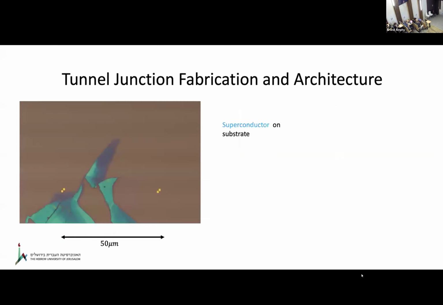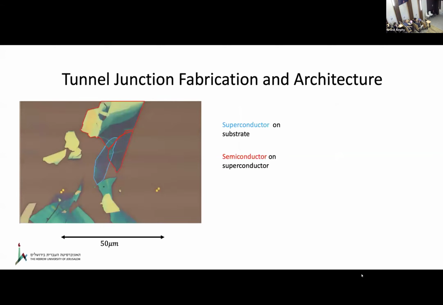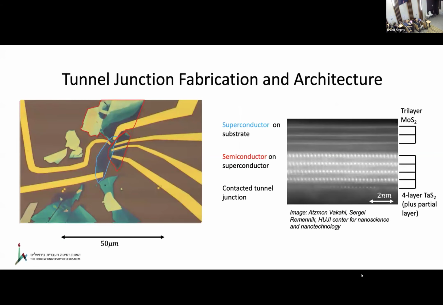So we fabricate the devices generally like that. This is a superconductor. We transfer a tunnel barrier on top of the superconductor. In this case, we're looking at tantalum sulfide, and here the barrier is molybdenum sulfide, but the superconductor could just as well be niobium selenide, or any of the other interesting polytypes of these TMD materials. And the barrier could be any of molybdenum sulfide, molybdenum selenide, tungsten sulfide, tungsten selenide, sometimes HBN. HBN is a bit harder to work with.